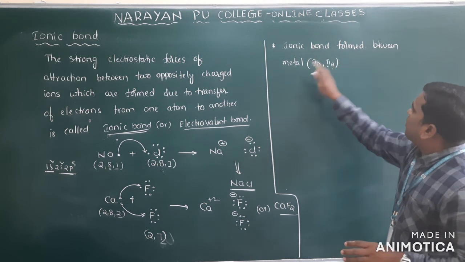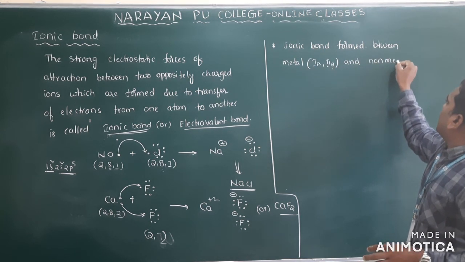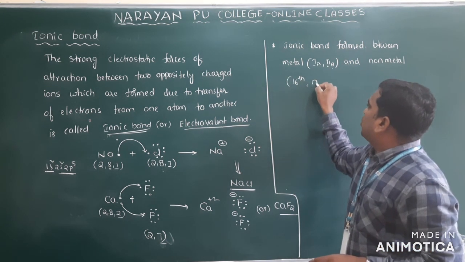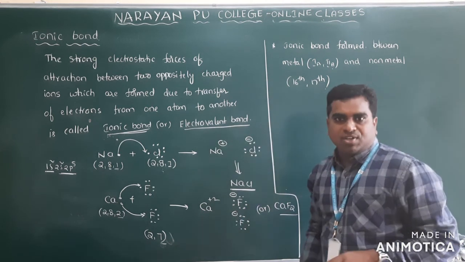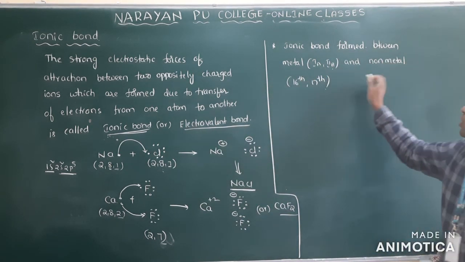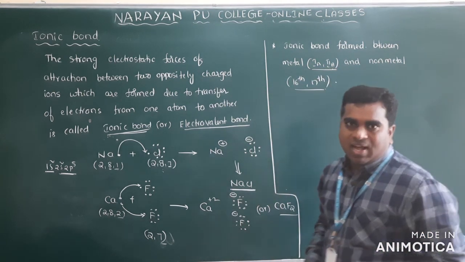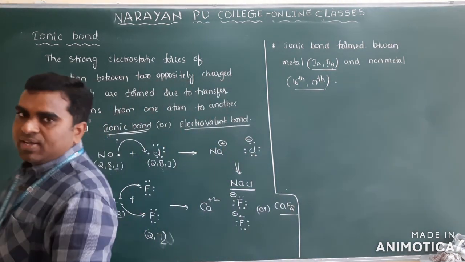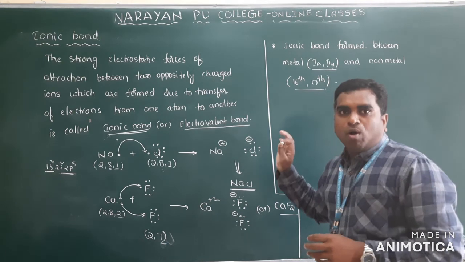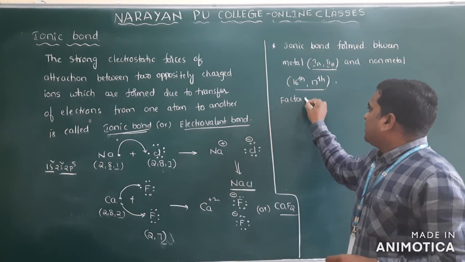And ionic bond is formed between the metal and what here? Non-metal. Non-metals means mainly 16th group and 17th group, the oxygen family and halogen family. Clear? Ionic bond is formed between the metal and non-metal, mainly metals from the first A and second A groups, and non-metals from the 16th group and 17th group. And these are about the ionic bond.